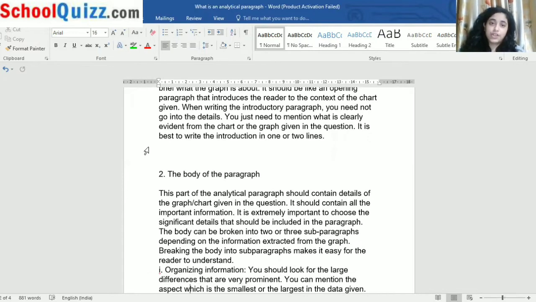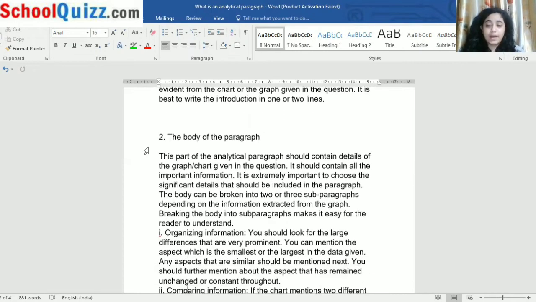Now, we have seen the introduction. The key points of the introduction are that it should be brief about whatever topic is given to you, it should be clear in language, it should be about 3 to 4 lines, and it should not give any improper information. Now, the body of the paragraph.